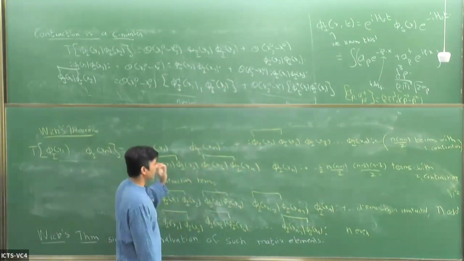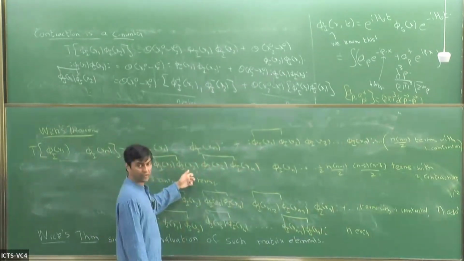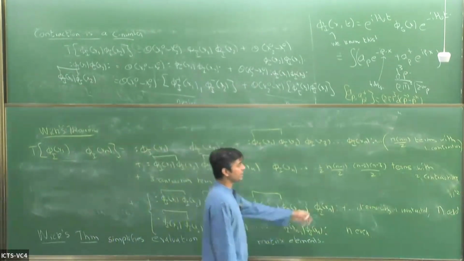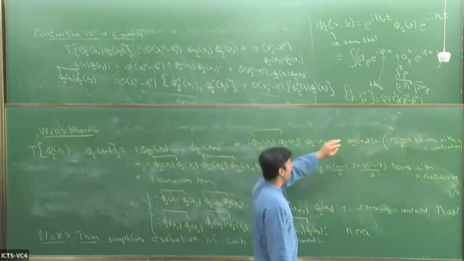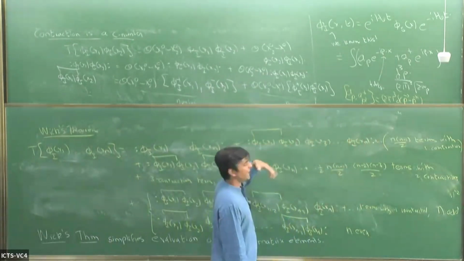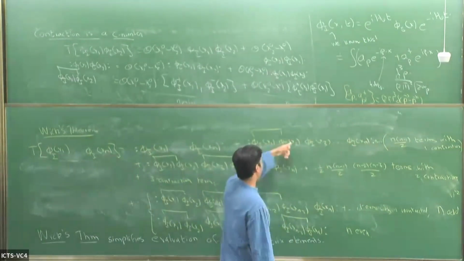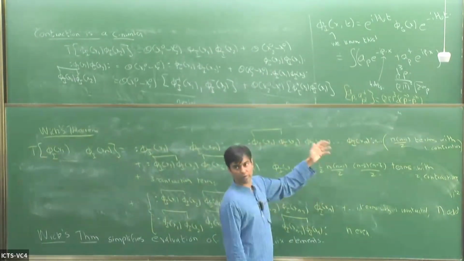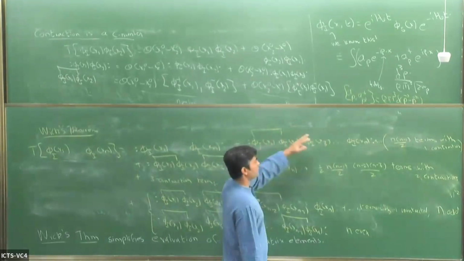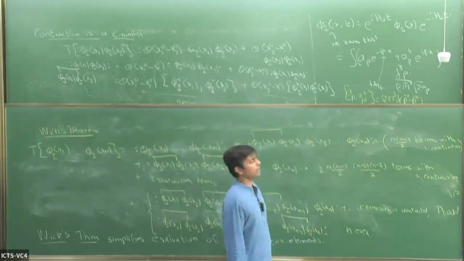I emphasize that there is no reason I had to contract x1 with only x2. That's why there are many other terms that you get here. If you look at the set of terms with one contraction, there are n into n minus 1 terms, because I could contract 1 with 2 or 1 with 3 or 1 with 4 or 1 with n, or maybe I could contract 2 with 3 or 2 with 4, right? So there are many terms.